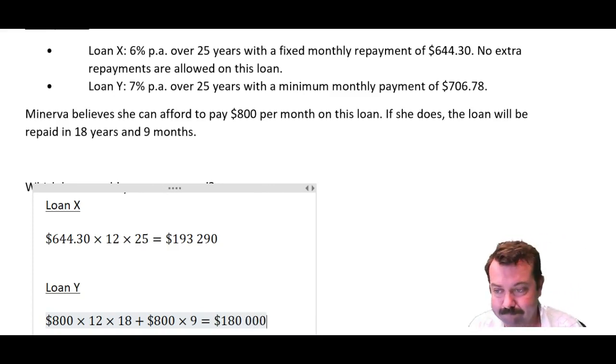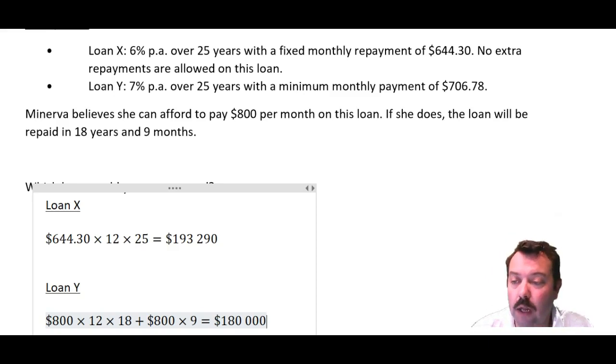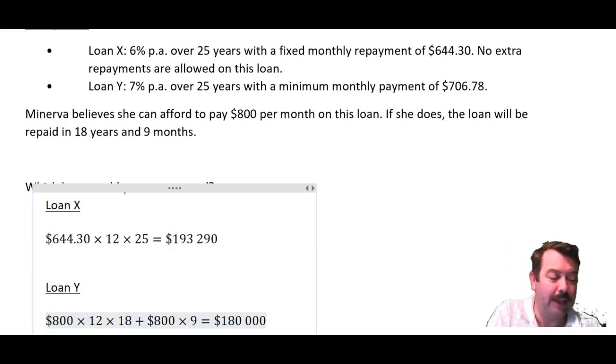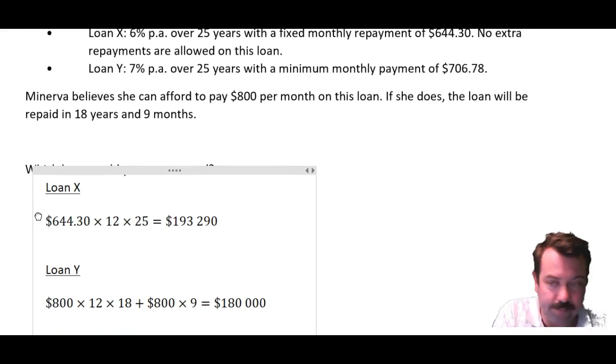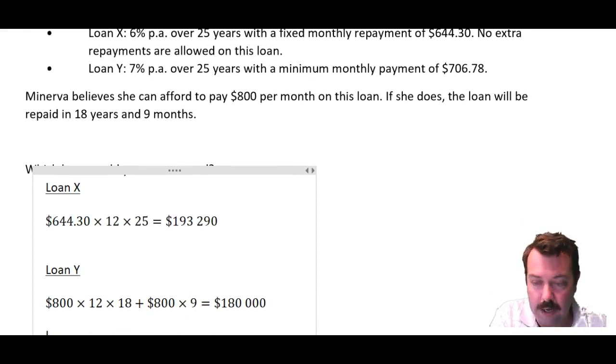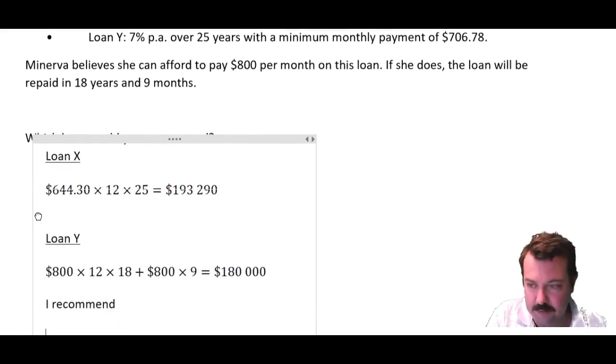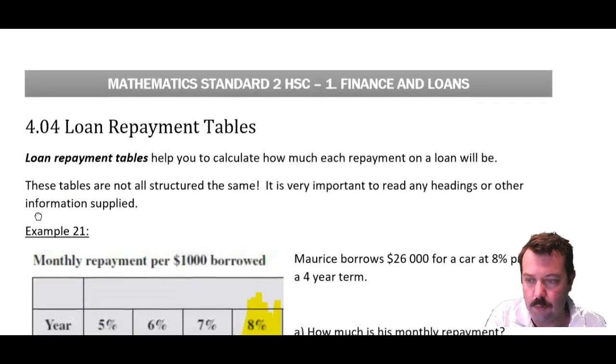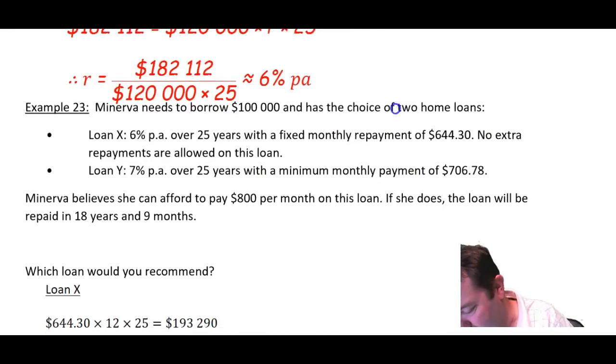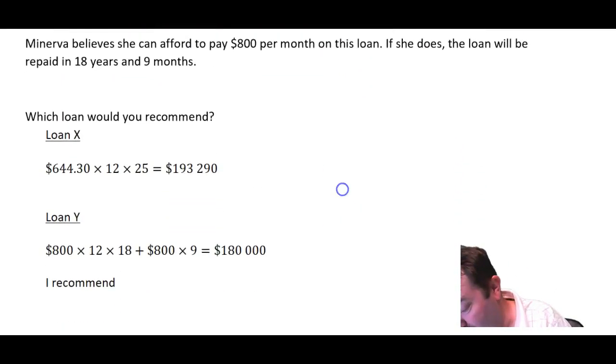So comparing these two things now, with loan X, I end up paying a total of 193,290, and with loan Y, I pay a total of 180,000. What would you recommend? I think it's fair enough to say I recommend... Which loan would you recommend?